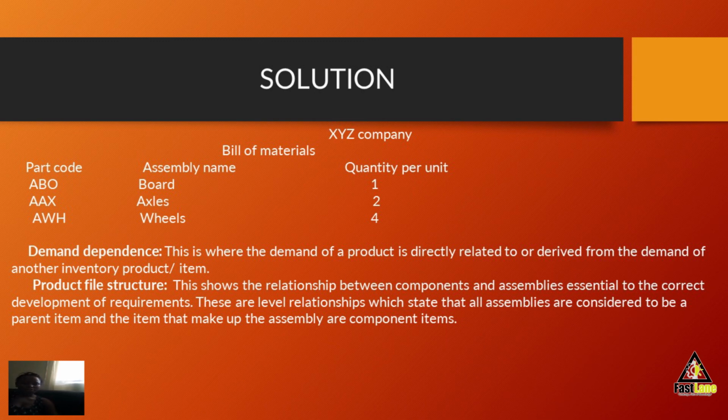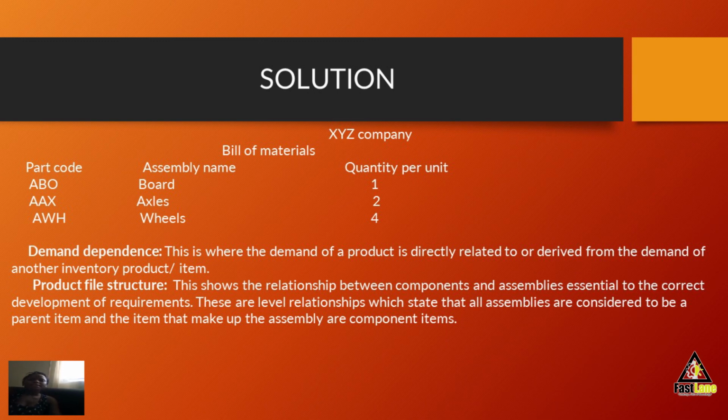The axles 2 units per skateboard. That means the quantity per unit will be 2 units. Then the wheels, we need 4 units per skateboard. So that's how our bill of materials will look like. Now we go to demand dependency. These are terms we need to know in production planning and control.